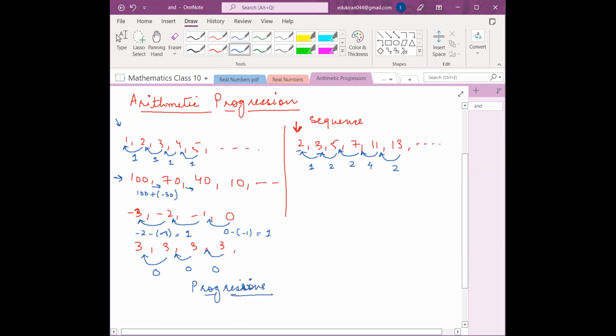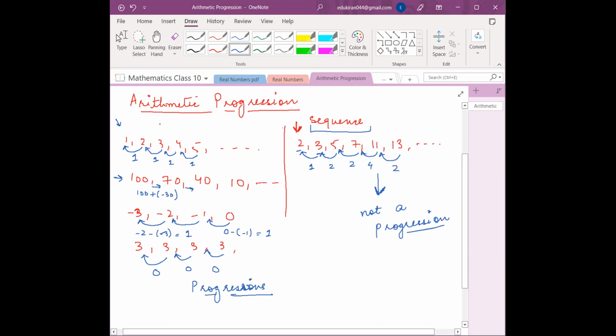So the sequences where we follow some general rule that can be formulated, such sequences are called progressions. And this is not a progression because there is no general rule being followed here. So this is just a sequence. I can say these are also sequences, but these sequences are also progressions.